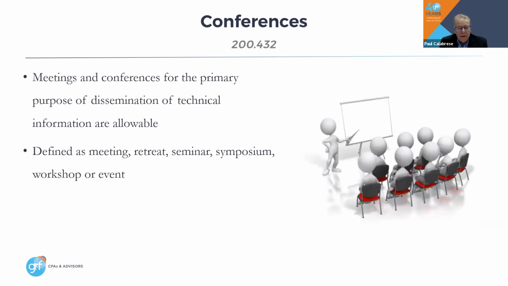Conferences, the cost of meals and meetings. I must have gotten out of line here. My apologies. So meetings and conferences for the primary purpose of dissemination of technical information are allowable. We can define them as a meeting. It may be a group of you going off on a management retreat, a seminar, a symposium. All of those generally, as Joe had mentioned, as long as the costs are reasonable, you can get recovery for that. Next slide.